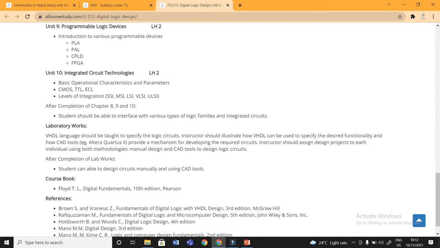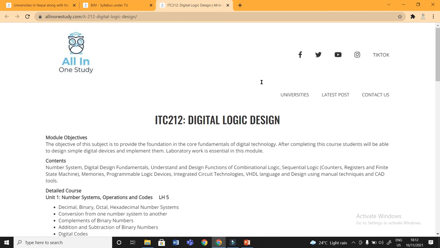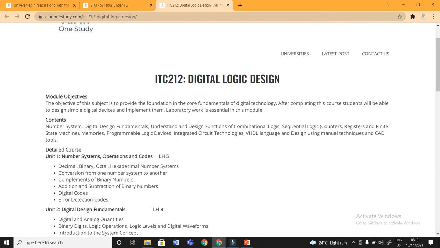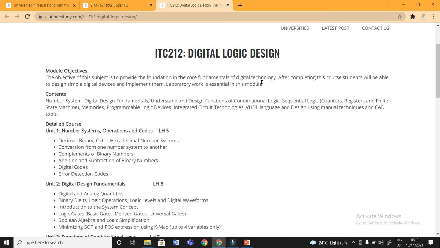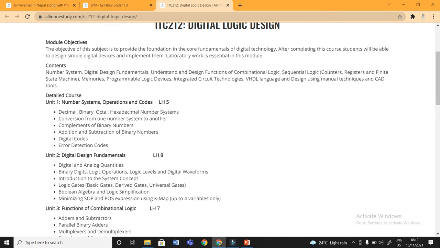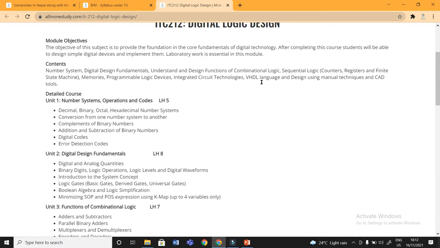Okay, so this is all about the syllabus of digital logic that I am going to create the videos of. So I will start from Unit 1 today. In Unit 1, the first topic is number system, and for today's tutorial, I will be dealing with number system and the various types of number system that are important to us in digital logic design. So I will open the slide.